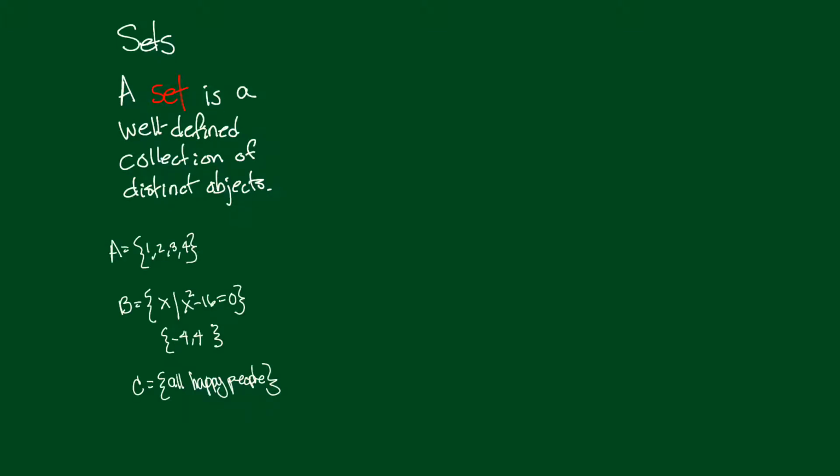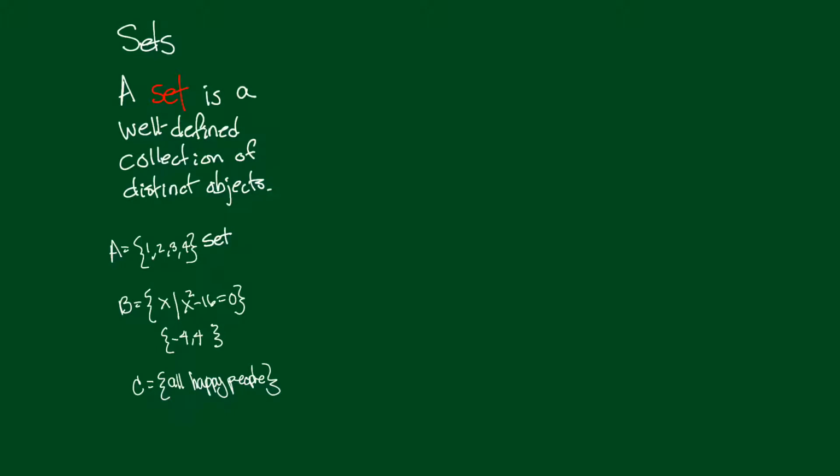Now, a set is typically put inside of these curly braces, and we usually name it with a capital letter, although you can name it anything you like. I'm just using capital English letters. So the collection A, now look at this. Is it well defined? Do you know what these are? Yeah, these are integers. I can distinguish them. This object is different than that one. I can distinguish them just by looking at them. So this collection here is a set.